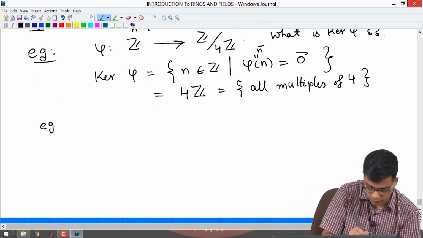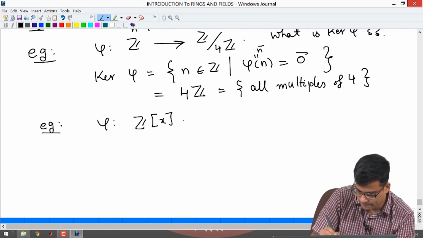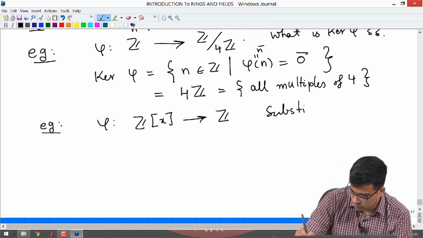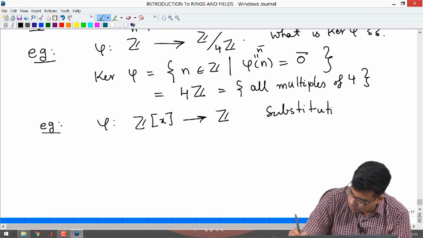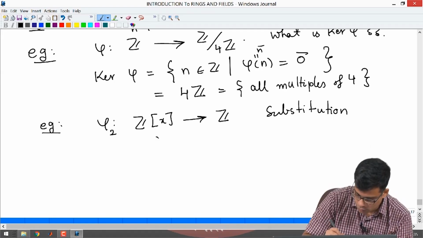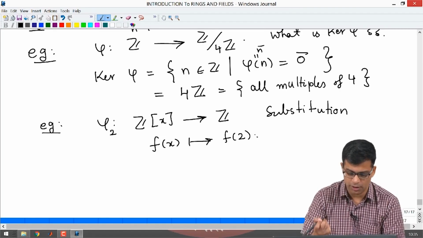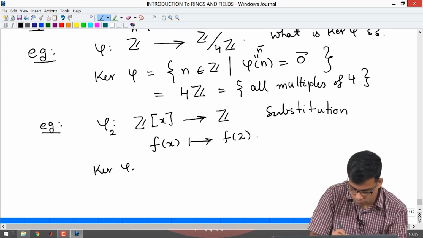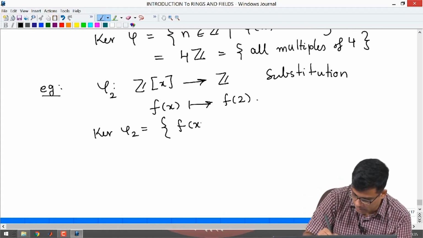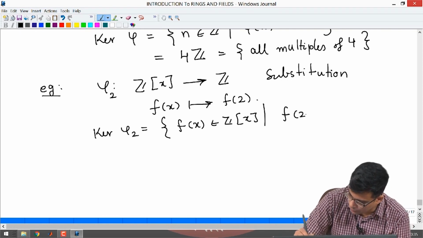The other example that we looked at, let us say phi from Z[x] to Z. This is the substitution map. Remember, phi 2 is what I think we looked at. Here f(x) goes to f(2). What is the kernel of this? The kernel of phi 2 is all polynomials in Z[x] such that f(2) is 0.